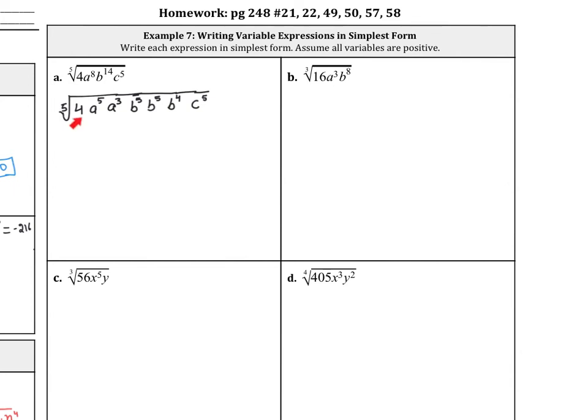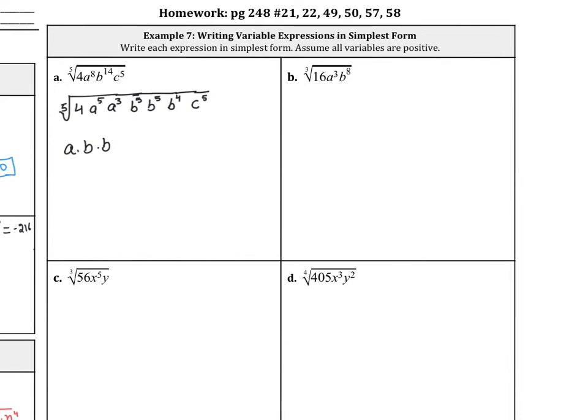This number is just 2 times 2, and not a group of 5, so it stays inside. The letter a to the power 5: this 5 and this 5 cancel, so 1 a outside. This 5 and this 5 cancel, so 1 b outside. This 5 and this 5 cancel, the other b outside.